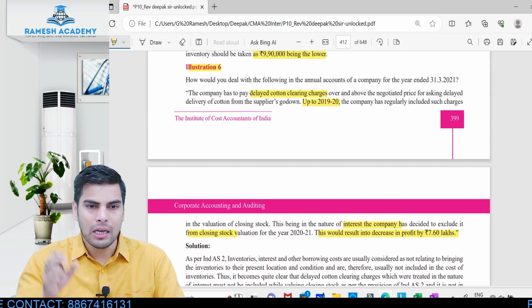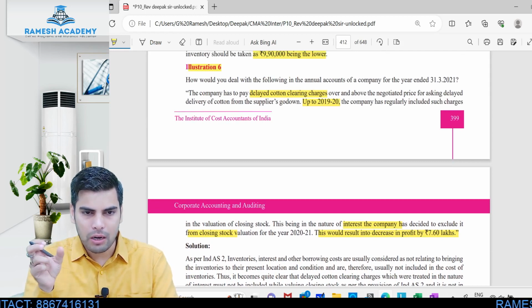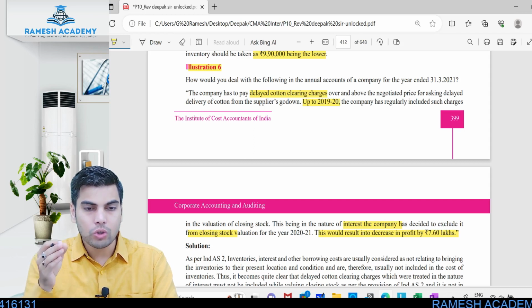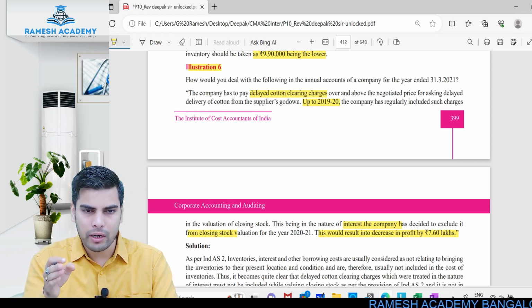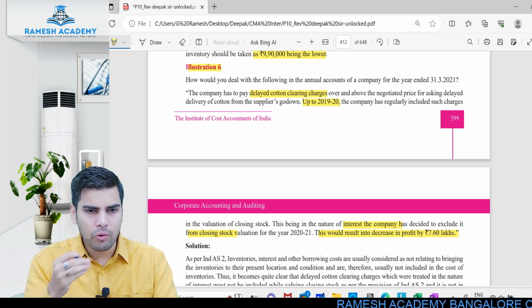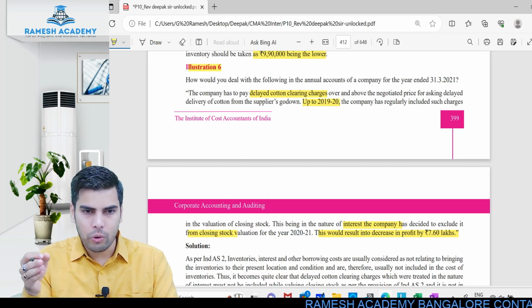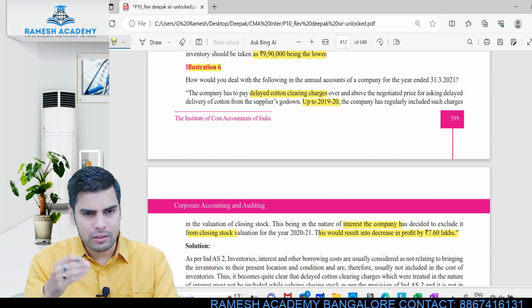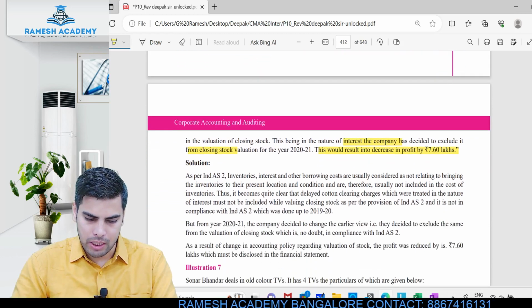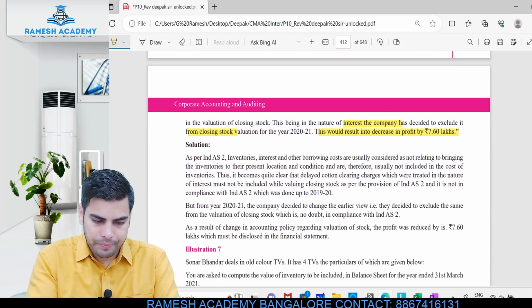First thing is just mention, as per Indian Accounting Standard 2, the interest or finance cost should not be forming part of cost of inventory. Till the year 19-20, they were wrongly included. Now the company decided to exclude it, which is the right treatment as per Indian Accounting Standard 2. Only thing is disclosure has to be made with respect to the same. Now check out the solution.